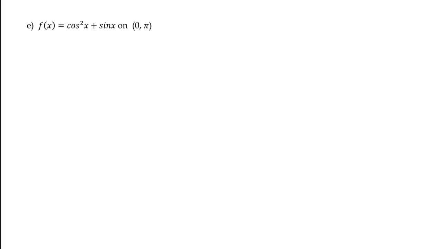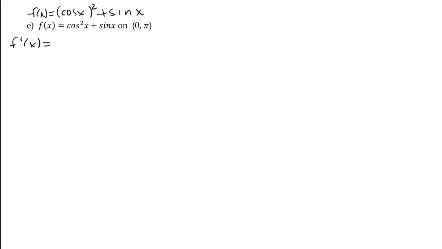Okay, notice here we have a restricted domain and we have some trig. So to find critical numbers, we are going to take the derivative. But remember, before we take the derivative, we want to rewrite this as cosine squared plus sine x. Remember, we like looking at this where we have the cosine in parentheses because it reminds us about chain rule.